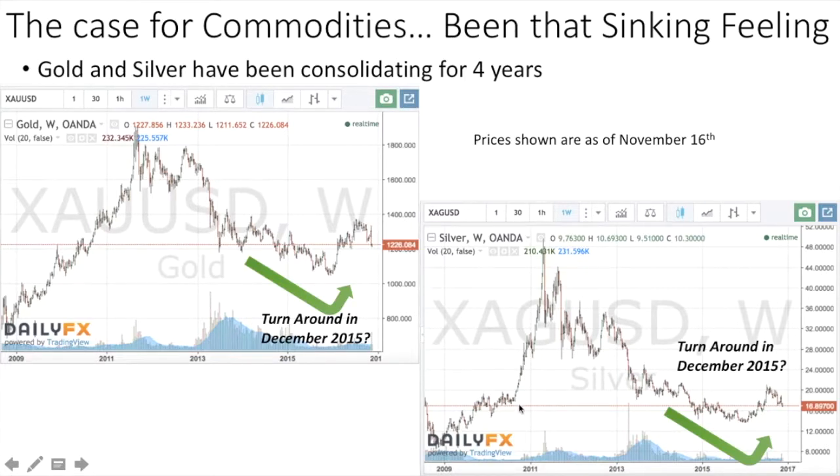I think gold is also due for an uptrend, and so is silver. And this is not an uptrend that's going to last just several months. I think this is going to be a multi-year uptrend, but we have to be very, very patient. And this is, of course, in November 2016.